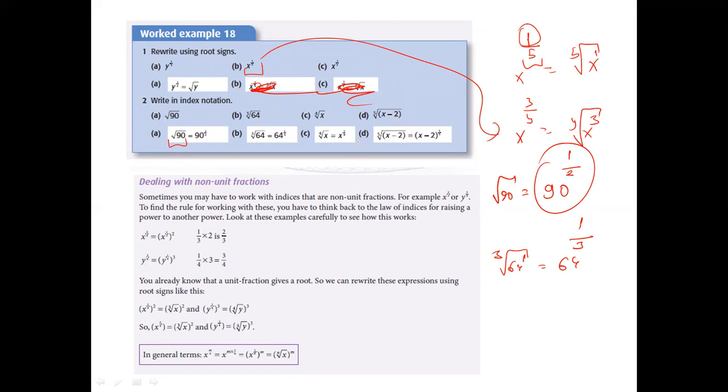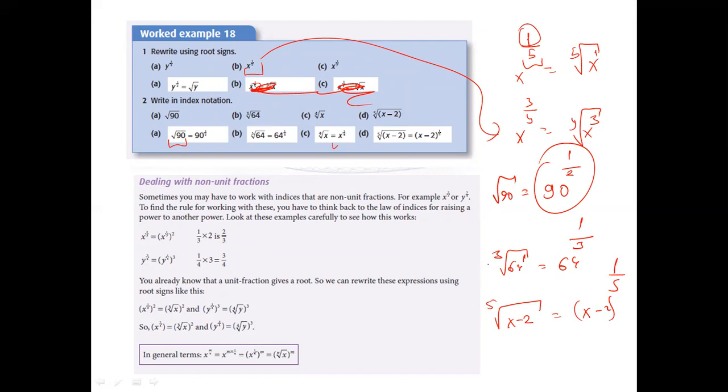And the last one, okay, this one is for you. The last one, the fifth root of x minus 2. The power of the root is 5. So x minus 2 is the base, and 1 over 5 is our index.